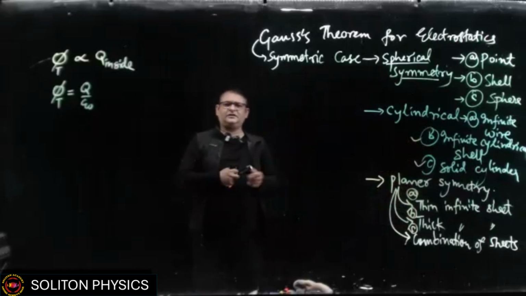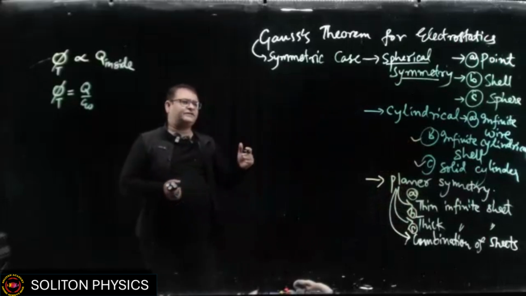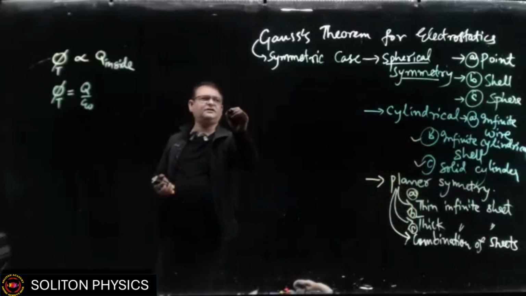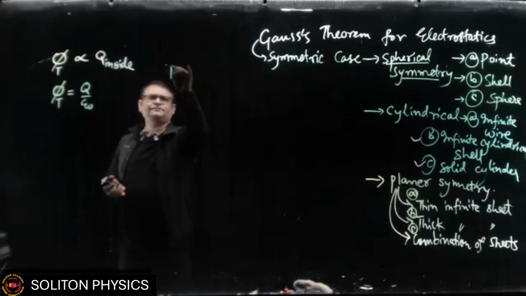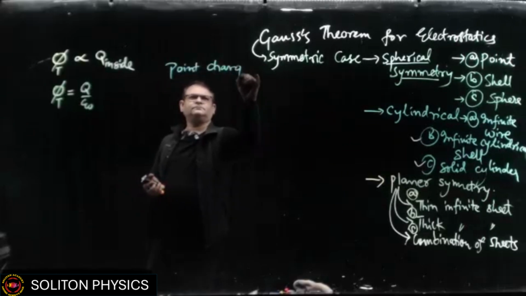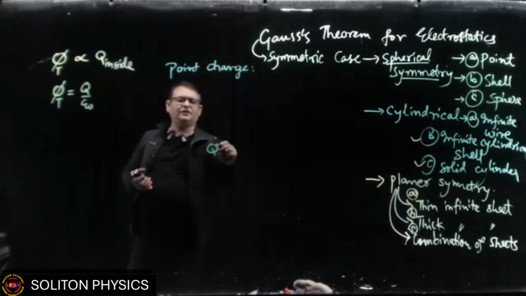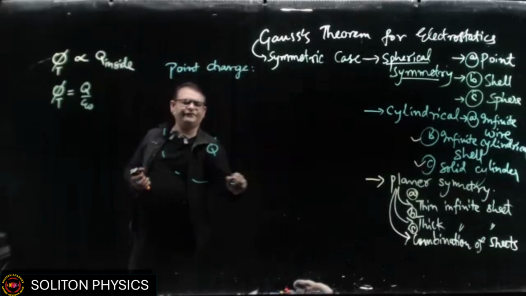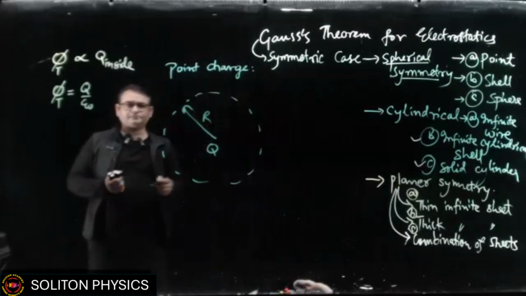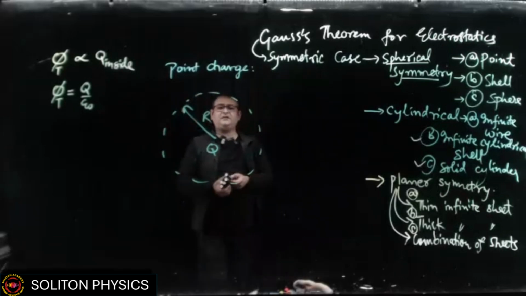Now, as I said, the Gaussian surface. What is a Gaussian surface? A surface that is enclosing completely. Okay, so let's take the first case, point charge. Now, point charge Q is there. What we are going to do is make a Gaussian surface at a radius r. Right? And now we are going to apply the Gauss theorem.